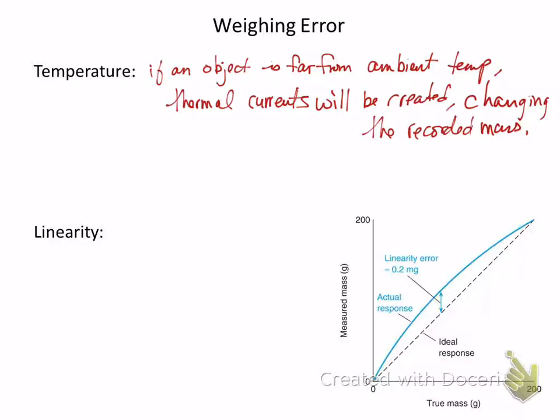In addition to that, as masses get too high, they can actually start to damage the internal components of the balance. Though oftentimes when we're dealing with things coming out of a drying oven, it's not damage to the physical balance that we're worried about, it's just bad data.